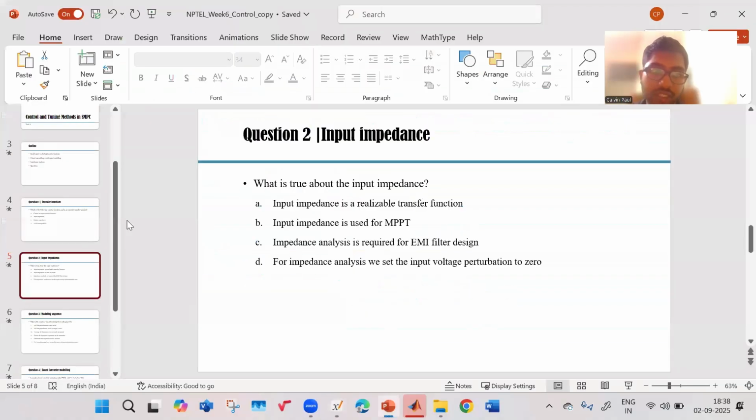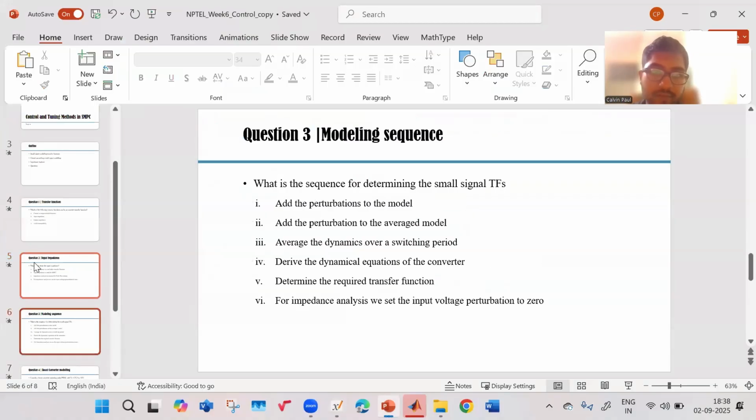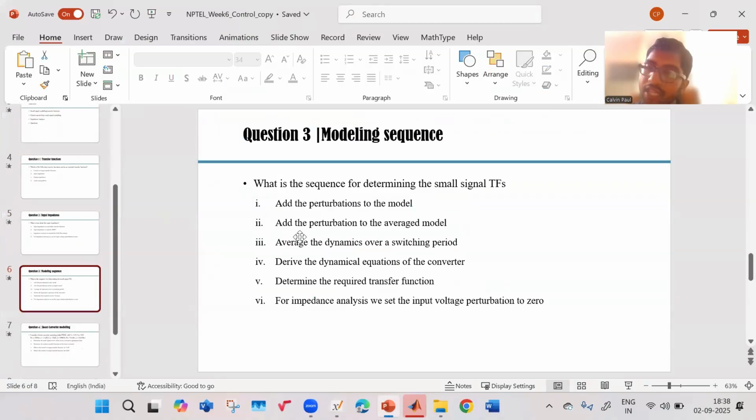So we'll proceed to the next question. Okay, this is a very good question. So can you tell me what is the modeling sequence which we have to follow when we are determining a small signal transfer function?